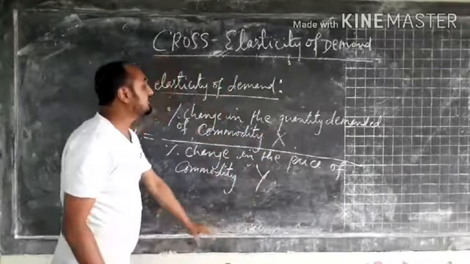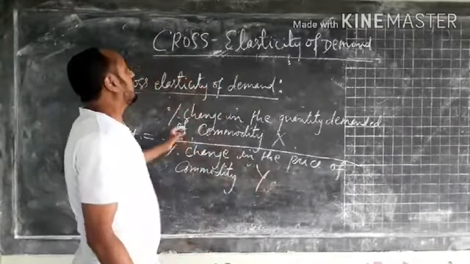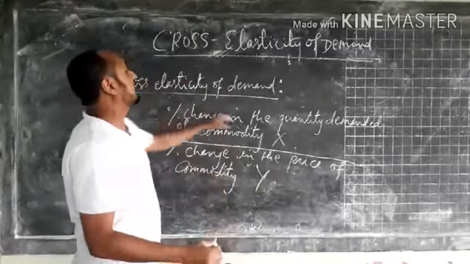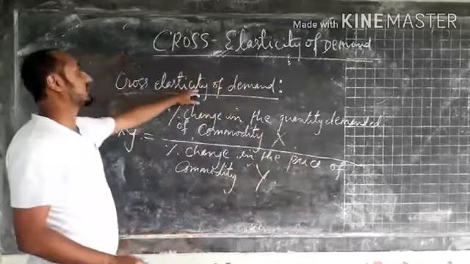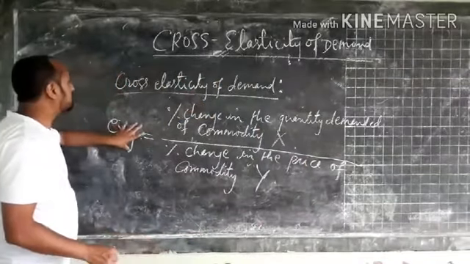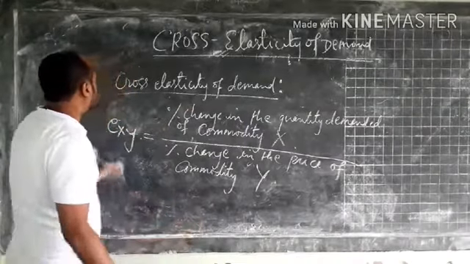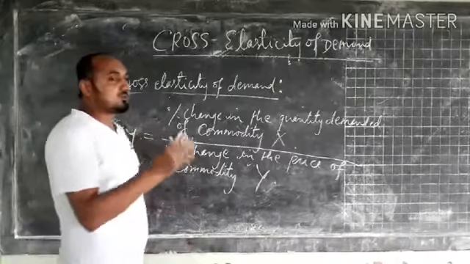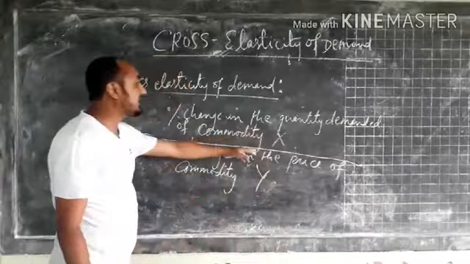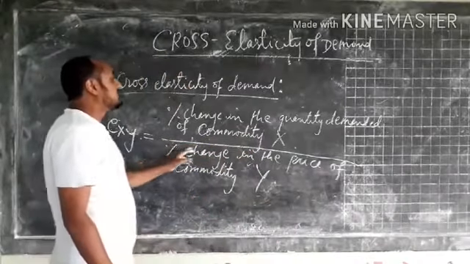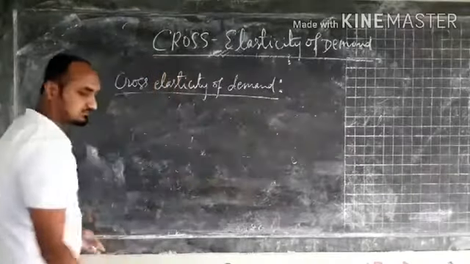So here two commodities are there, X and Y. The meaning is that if the price of commodity Y increases or decreases, by how much percentage the quantity demanded of commodity X will change. That concept we are going to learn in the case of cross elasticity of demand. And EXY is the formula to represent the cross elasticity. Cross elasticity of demand is defined as the percentage change in quantity demanded of commodity X by the percentage change in the price of commodity Y.